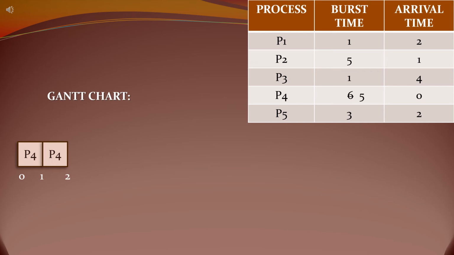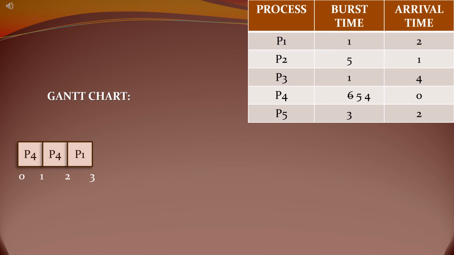Now at time 1, after checking which process has arrived in the ready queue, we got P2 arrived at 1, and the remaining burst time for both P2 and the running process P4 is the same, that is 5. So we have to consider FCFS here. So again we have to execute P4, because it was already in the ready queue first, and execute it for 1 unit again.